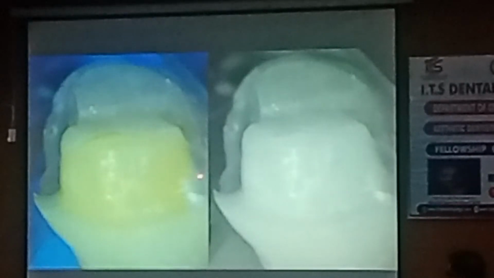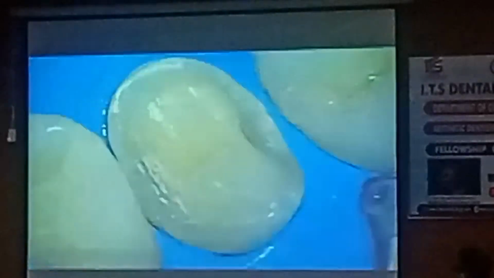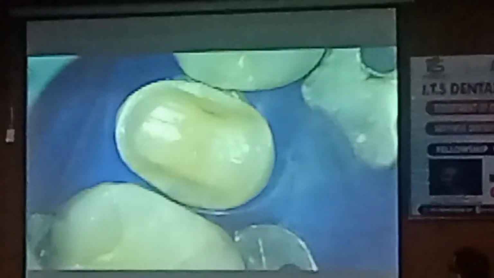Okay, but this part has to be prepped, and when you finish and polish, this is exactly how your preparations should look. It's not gone above the height of contour, it's just placed at the height of contour. Here at the level of contact, palatally when we see, it is at the palatal surface at the height of contact. Okay, so this is exactly how the tooth preparation has to be.